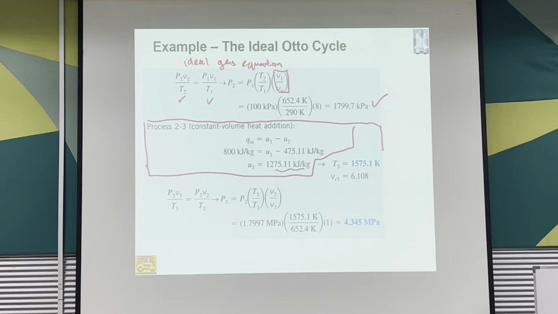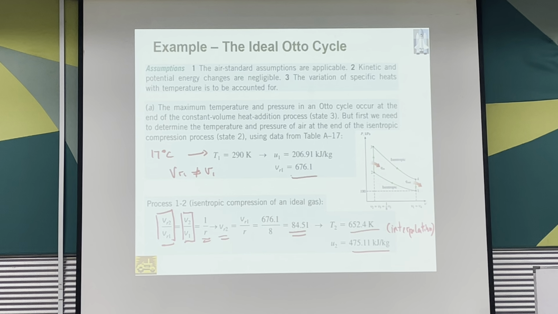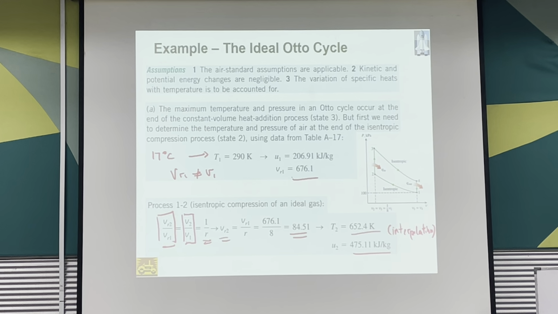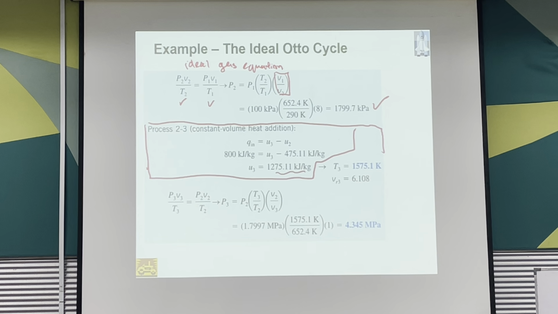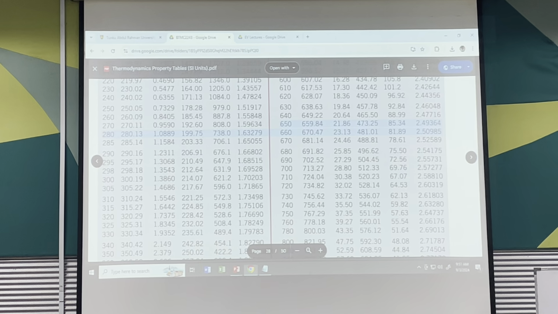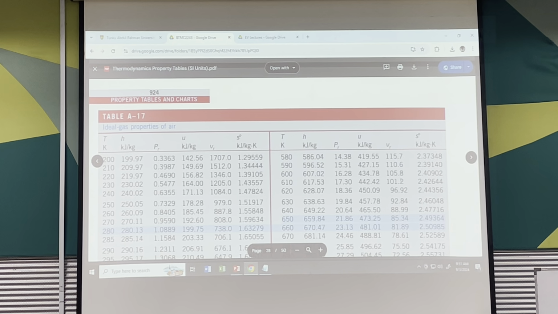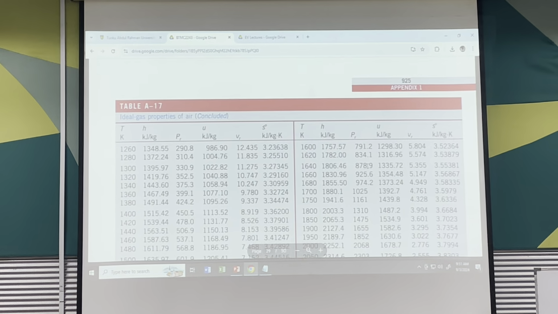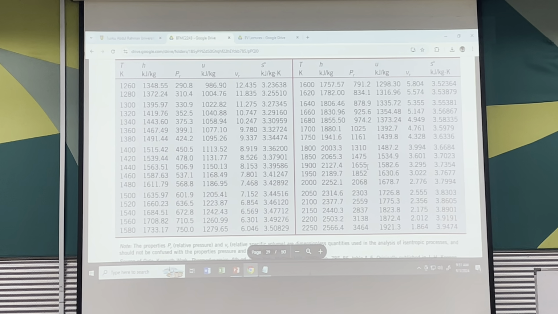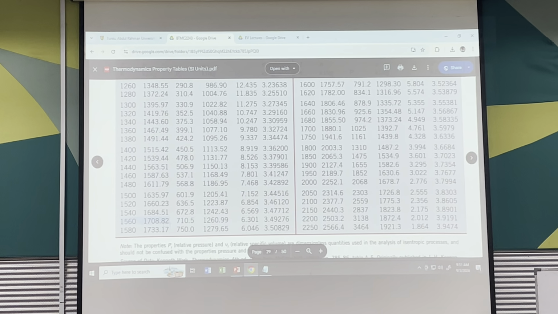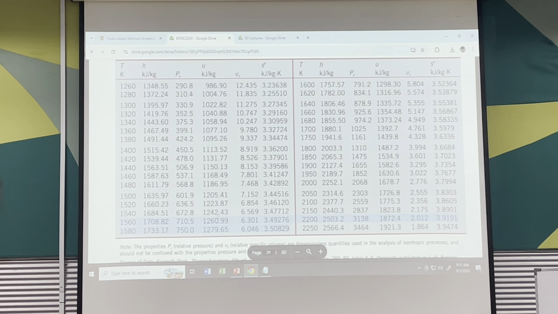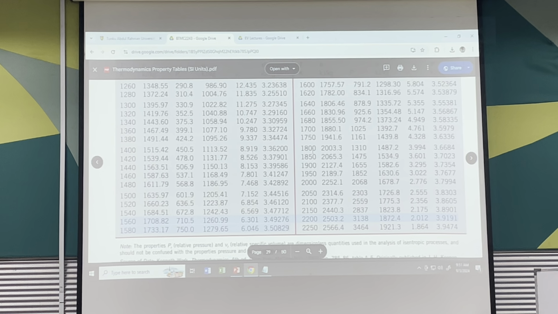Okay, so after that, rinse and repeat. You found U3, right? And what is the process between 3 to 4? So 3 to 4 is again an isentropic process, but an expansion process. Meaning you repeat what you did for state 1 and state 2, but now slightly different. So you found U3. Well, U3 is 1275.11, then do the same thing again. For U, you look for the U value. So it was 1275.11, so again it is between here and here. This is U. See here? So then again you need to interpolate.